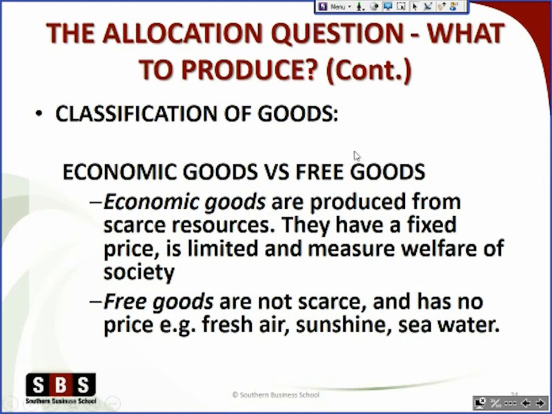Economic goods versus free goods. This could be a question also. You could be asked to describe either of these two or recognize the difference between them. So go through these slides and study these definitions. You can get a lot of marks if you just know the definitions. It's 16 marks, a big part of the exam.